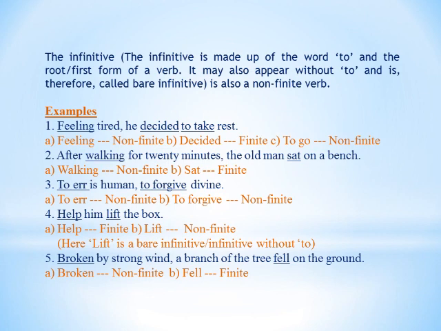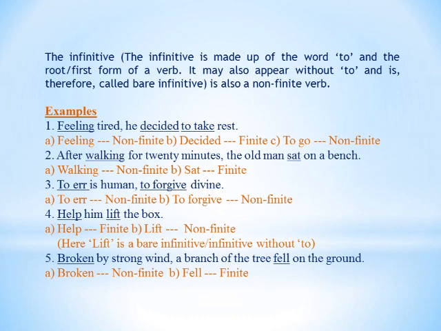Decided is the second form of verb, so it is a finite verb, whereas to go is an infinitive and is therefore a non-finite verb. Look at example sentence number 2. It says, after walking for 20 minutes, the old man sat on a bench. Here, walking is present participle and is therefore a non-finite verb, whereas sat is the second form of verb, so it is a finite verb.